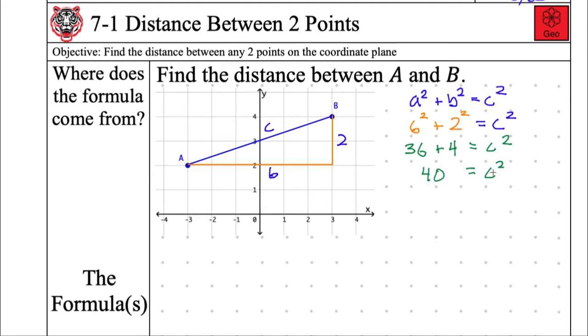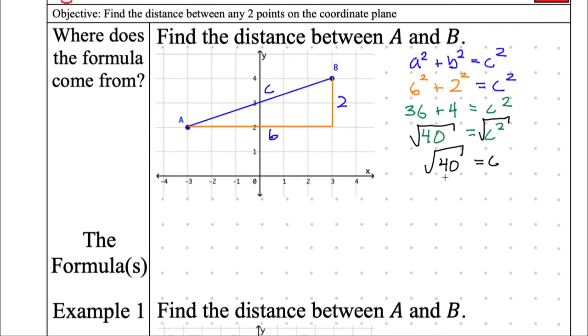I'm not done yet because I want to find c, not c squared. I'm going to have to square root both sides. So I'm going to square root the right hand side of the equal sign, square root the left hand side, and c is equal to the square root of 40. In Khan Academy, that's enough. You're done. But in my class, you should also know how to simplify this using a factor tree.